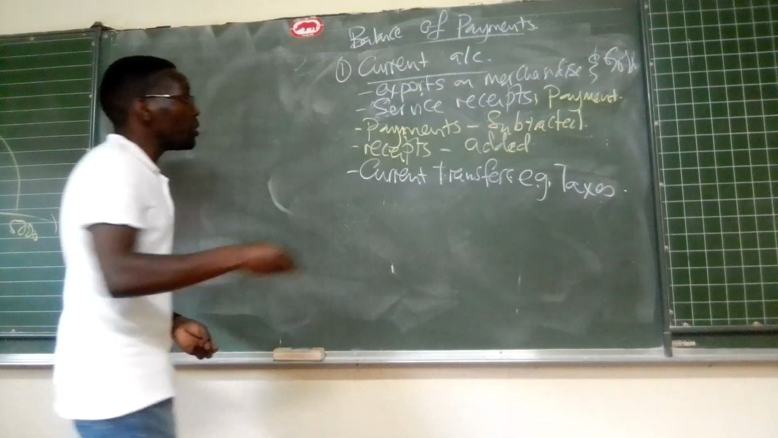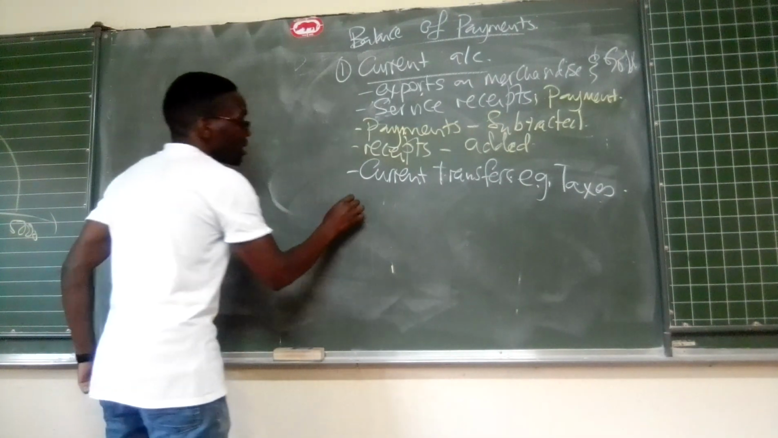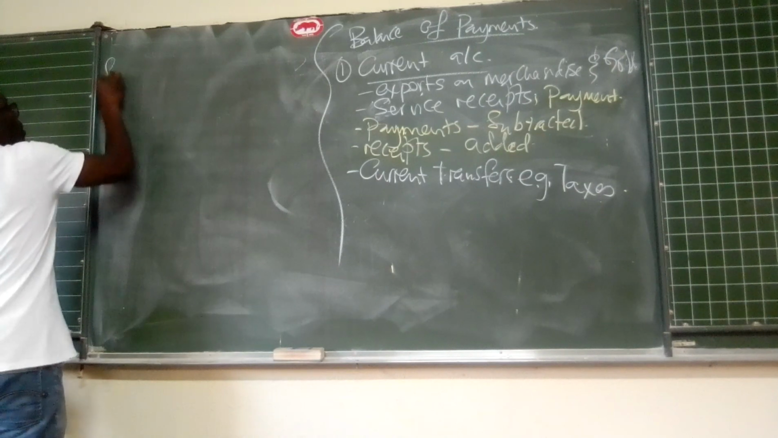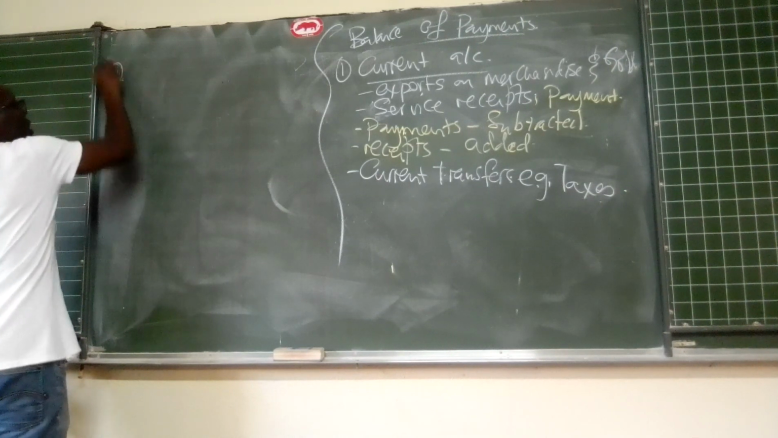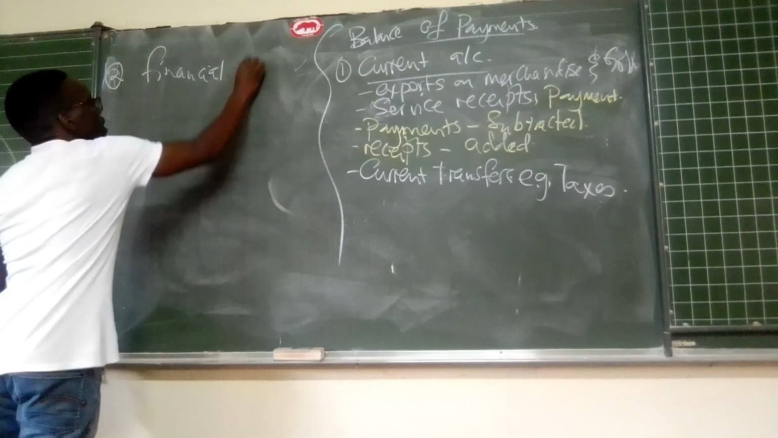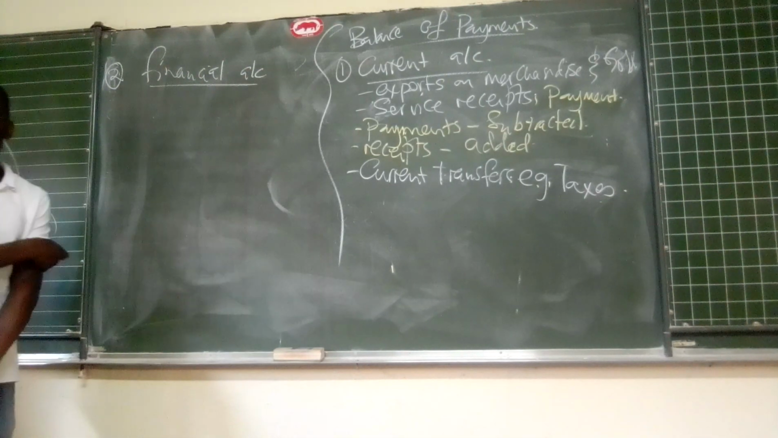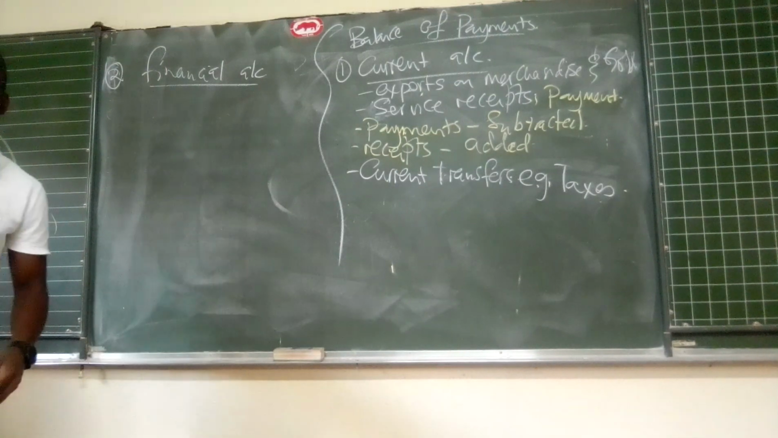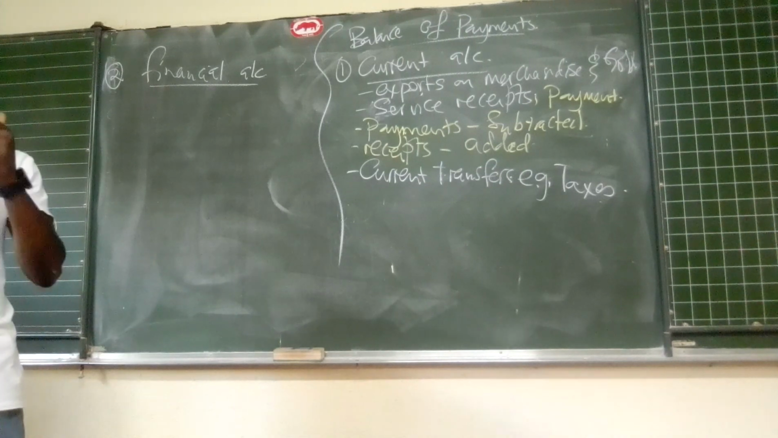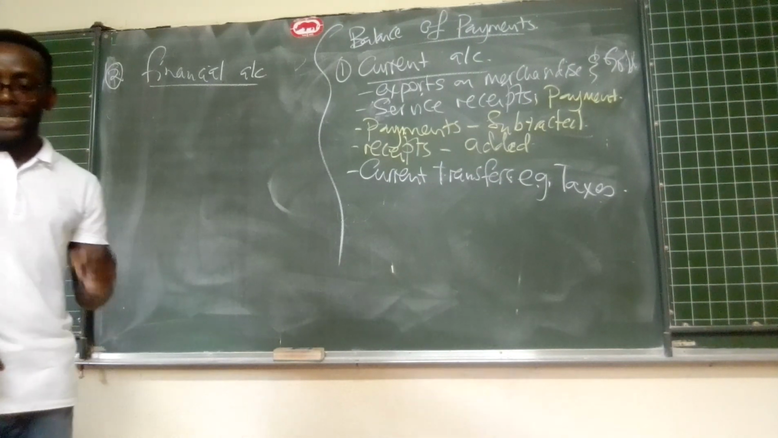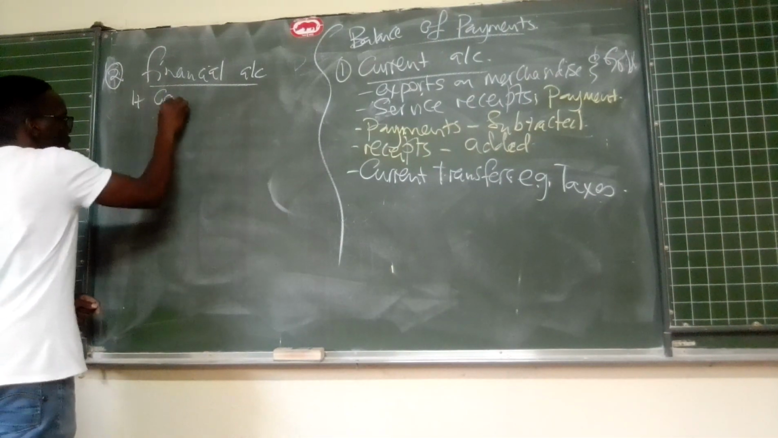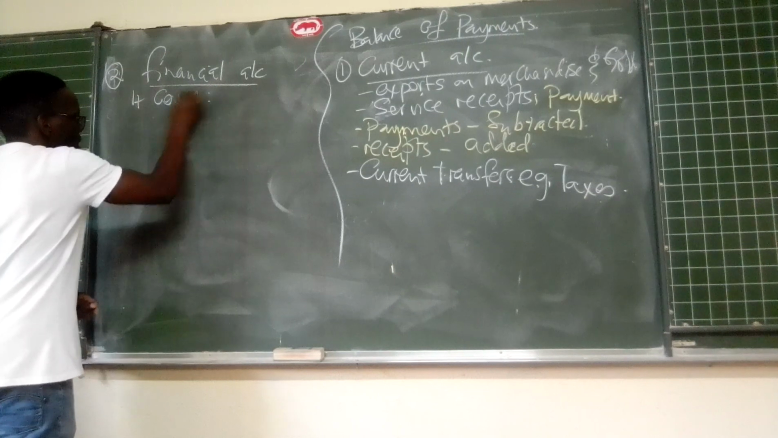Now you would also need to understand that we have the second account, which we are going to call the financial account. Okay? Now, the financial account is an account that records all transactions that involve assets and liabilities. Okay? And then it covers things like, we are going to look at the things that it covers.